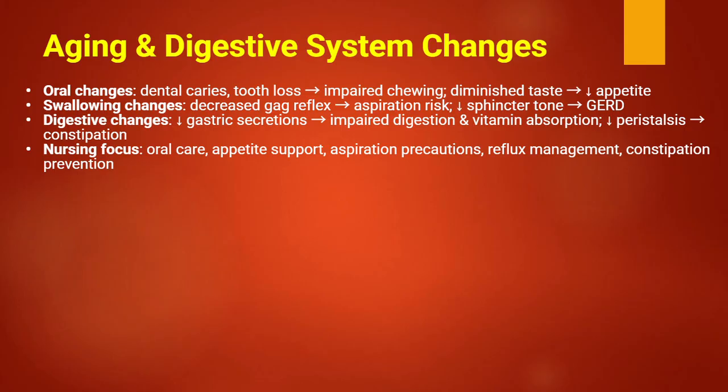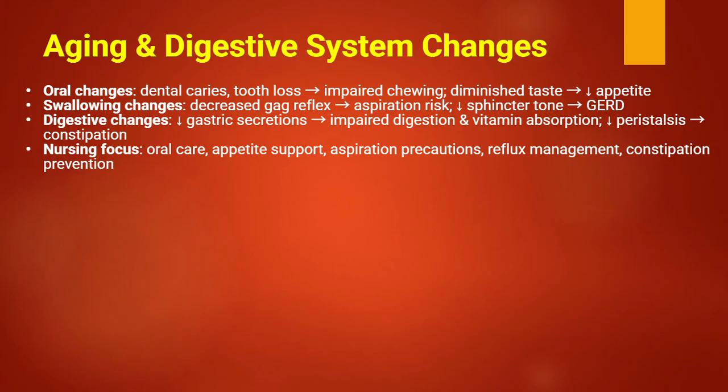In addition, there is often decreased muscle tone at the esophageal and stomach sphincters, which can allow acid reflux or GERD. Patients may complain of heartburn or regurgitation after meals. Nurses should educate patients on dietary and lifestyle modifications, such as smaller meals and avoiding lying down right after eating. Older adults may also experience decreased gastric secretions, which interfere with protein digestion and absorption of vitamins such as B12, calcium, and iron. This may contribute to anemia and bone weakness.